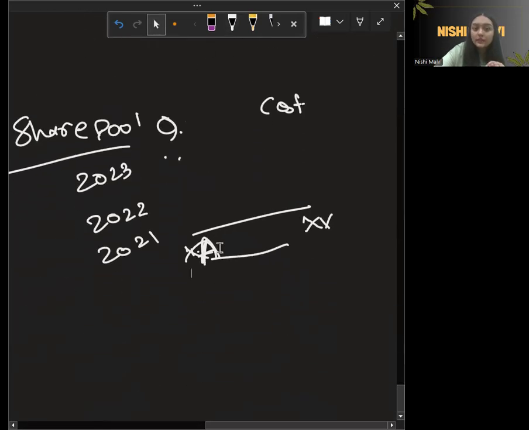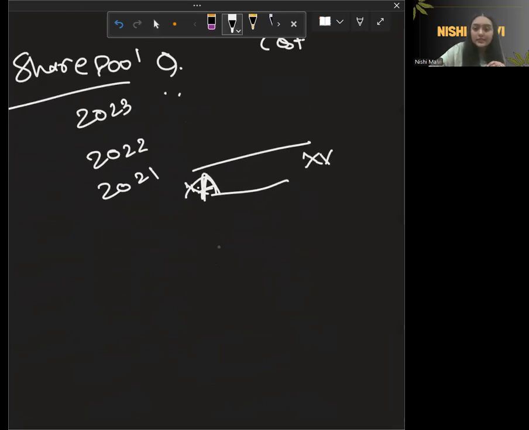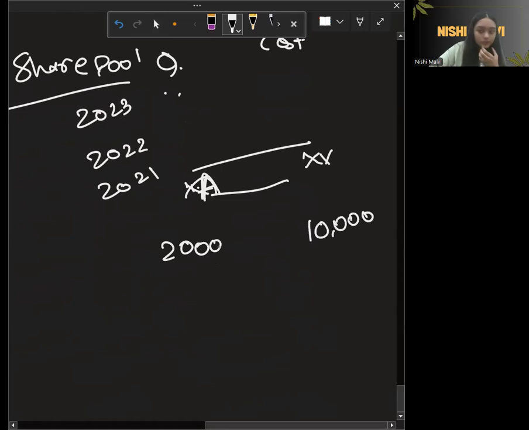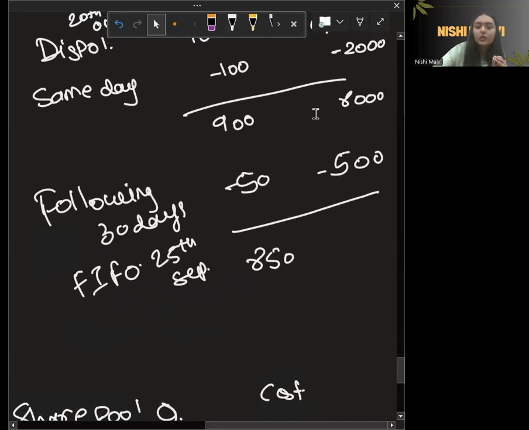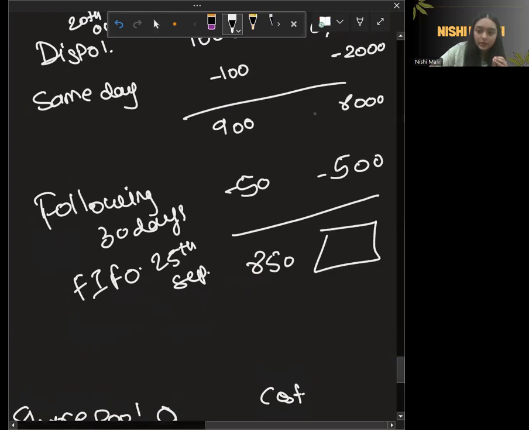You will cross multiply it. Okay. So let's say here you get 2000 shares, and for this your cost is 10,000. How much for 850 shares? You'll do cross multiplication. Okay. 10,000 divided by 2000. So whatever value you get, that will be your cost.